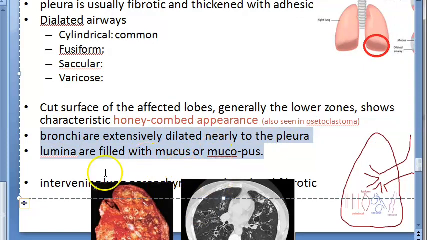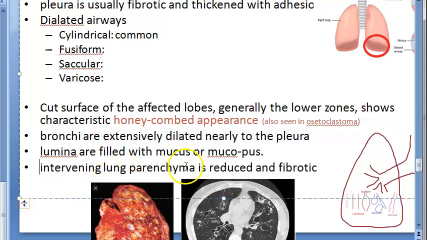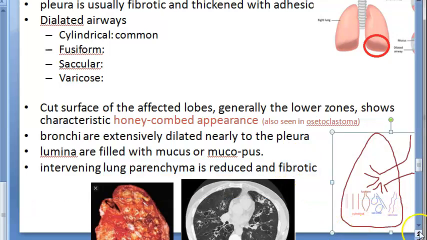Lumina are filled with mucus or mucopus. What else is written here? One more line is written here. Intervening lung parenchyma is reduced and fibrotic. So, sorry, the lung parenchyma will be fibrotic. There will be less lung parenchyma, more of dilated bronchi, bronchioles.